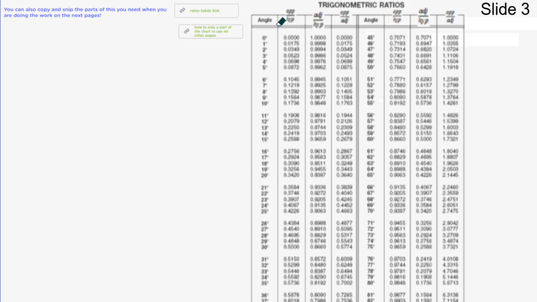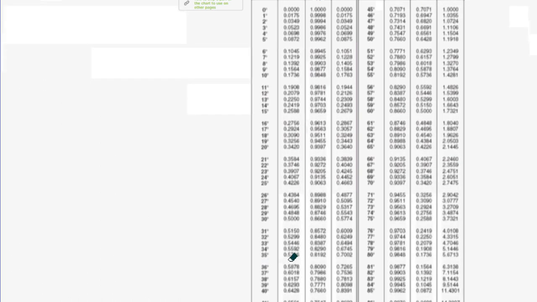So again, here's the column we need, opposite over hypotenuse. We're going to go down to 35 degrees, and we can see our ratio is right here, 0.5736. So that would be our answer for that question.